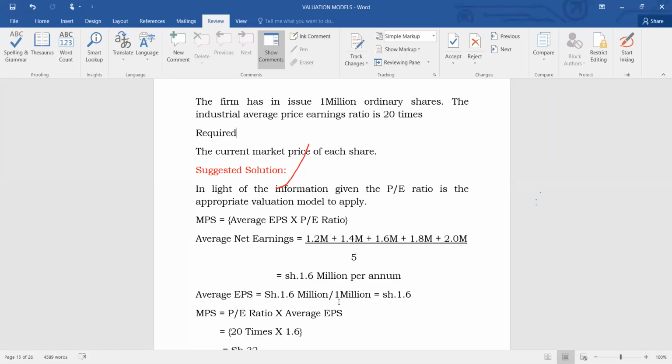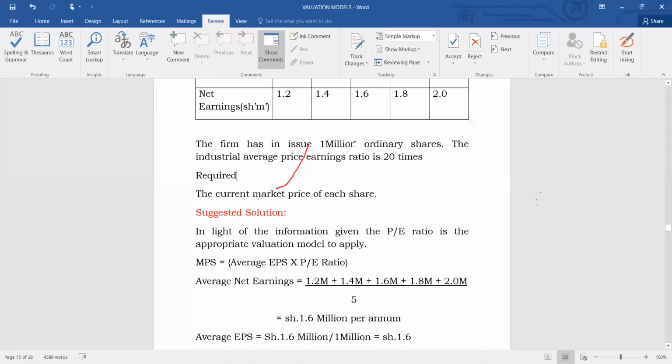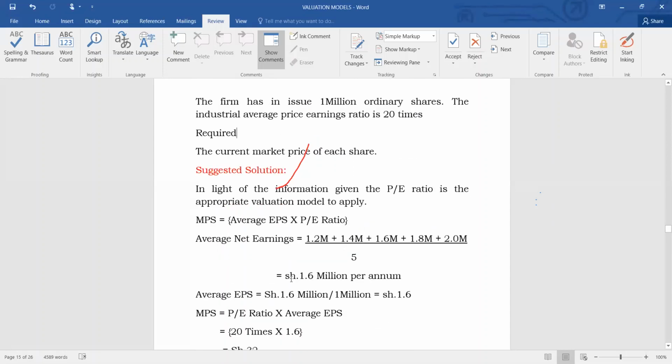So if we divide by the number of issued shares, that should give us an average earning per share of how much? The shares in issue are 1 million. So 1.6 million divided by 1 million shares, earning per share is 1.6.